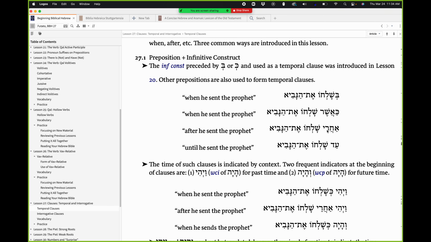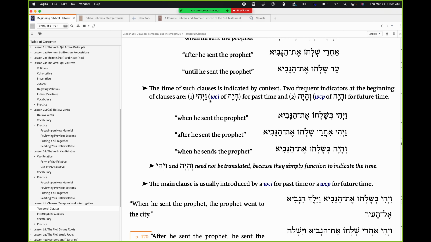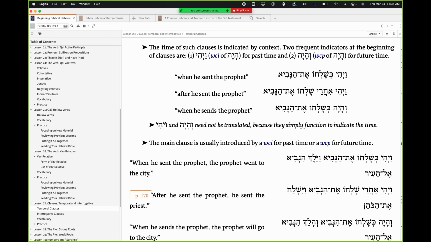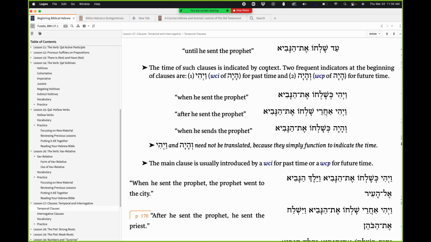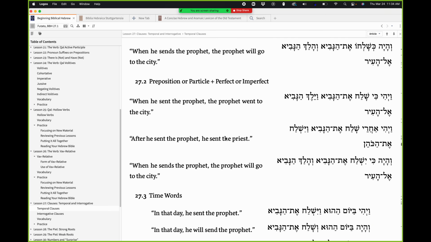After, you're not going to use the bet or the kaf. Here you've got acharei, so it's literally after. Again, the infinitive does not indicate time in and of itself. It doesn't indicate whether something is future, past, or anything like that. So you're going to have to base the time of the infinitive off of the context of the clause, broadly speaking. All right, so the vayehi, that's going to set the time in the past, and vehaya, that's going to set the time in the future. And you will see vayehi and vehaya with temporal clauses relatively frequently. All right.